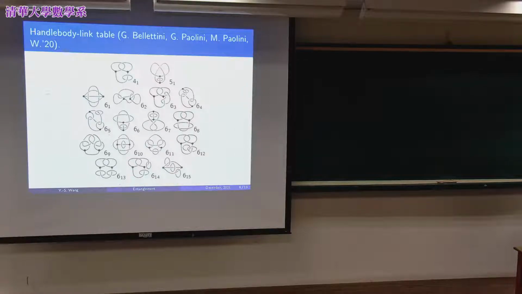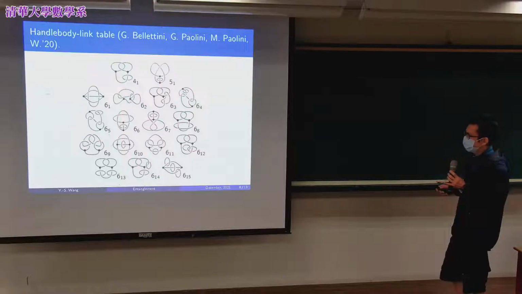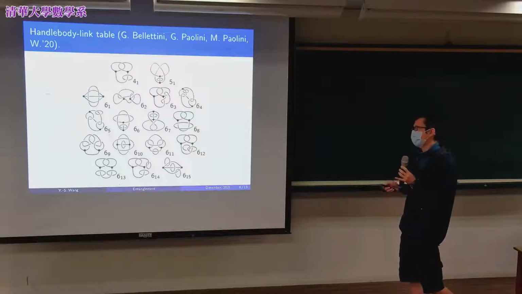And this is a complete table up to mirror image, in the sense that if you happen to have a handle-body link and you compute the crossing number and you realize that it only has 6 crossings or less, then it must be equivalent to one of the entries in the table up to mirror image. So this is a complete table. Okay, so I'm going to show you the ingredients that go into the construction of the table.